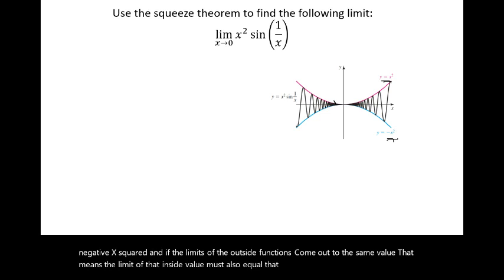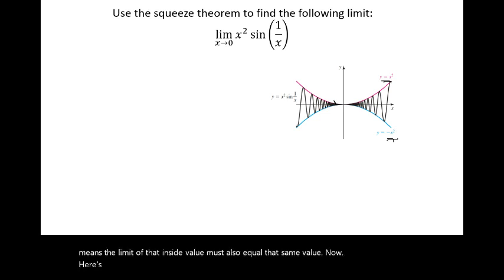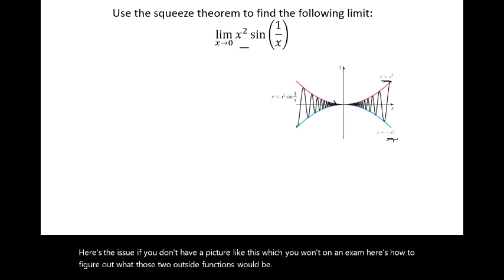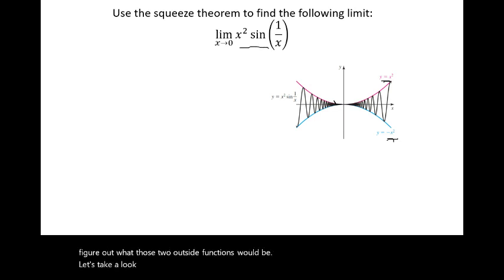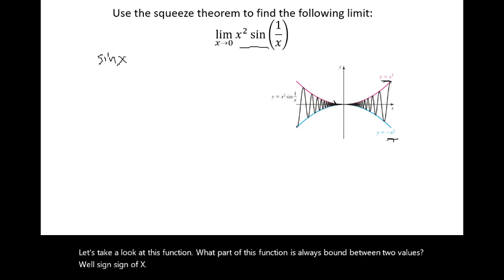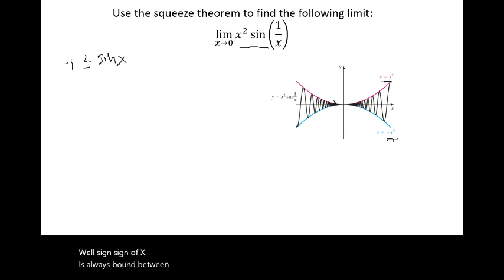Now, here's the issue. If you don't have a picture like this, which you won't on an exam, here's how to figure out what those two outside functions would be. Let's take a look at this function. What part of this function is always bound between two values? Well, sine of x is always bound between -1 and 1.